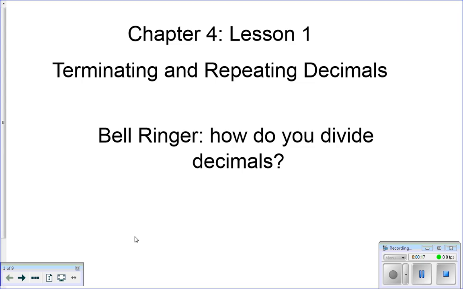So make sure you're getting at least an example down so you can look back at your notes and so you can figure out what you need to do in your homework today. Okay? So my bell ringer, how do you divide decimals?